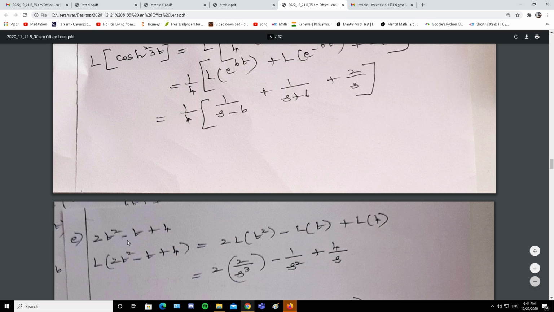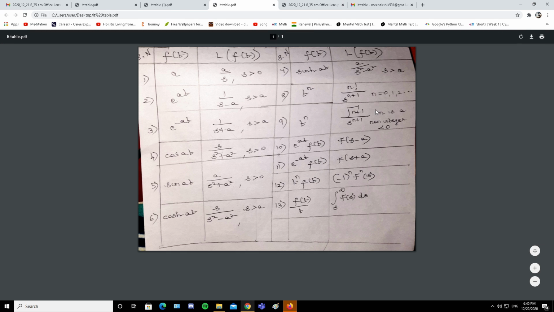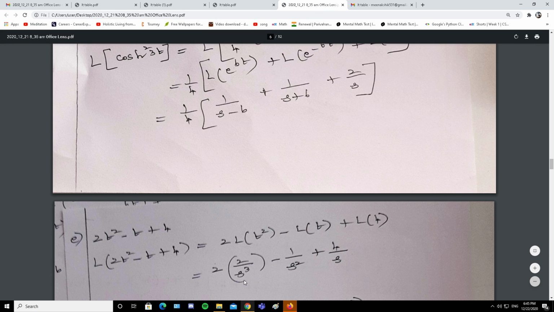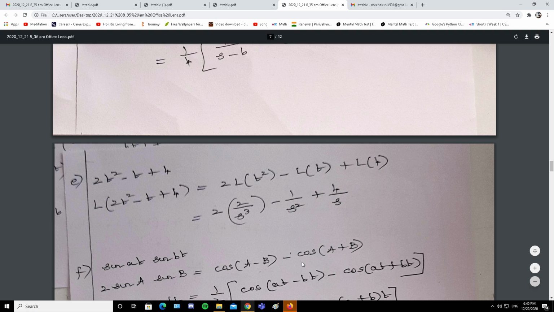Now next one, 2t square minus t plus 4. Take Laplace and split into 3 Laplace transforms. This is true by the linearity property. So 2 times Laplace of t square minus Laplace of t plus Laplace of 4. You have integral powers of t. If n is an integer, you should make use of the formula n factorial by s power n plus 1. So Laplace of t square is 2 factorial by s cube, Laplace of t is 1 by s square, Laplace of 4 is 4 by s. So this completes the solution.